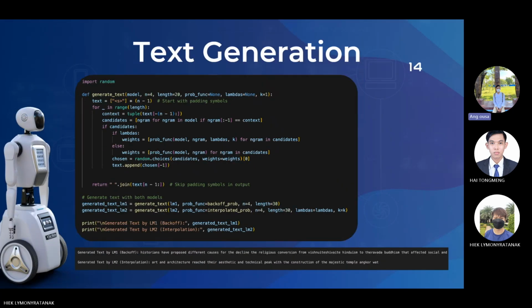So after we implement our backup and interpolation models, and after we clean the data, we come up with the text generation. With language model 1 and language model 2, we got a result by generating from what we have evaluated so far.